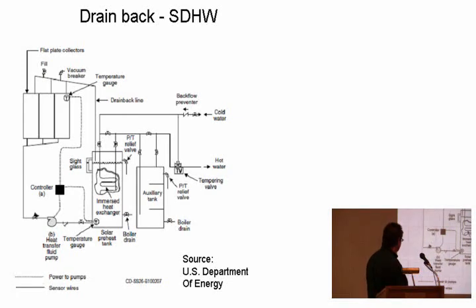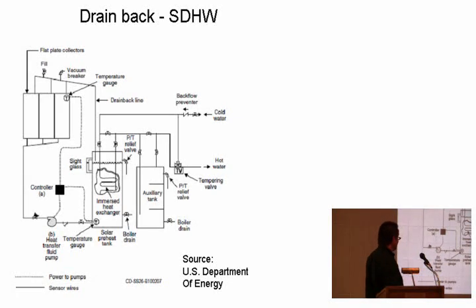So when there's energy to be gained at the collectors, the pump turns on and the flow goes up to the collectors and then comes back to this drain back tank. And this drain back tank is open to atmosphere, so it's not a pressurized type of system. Okay?